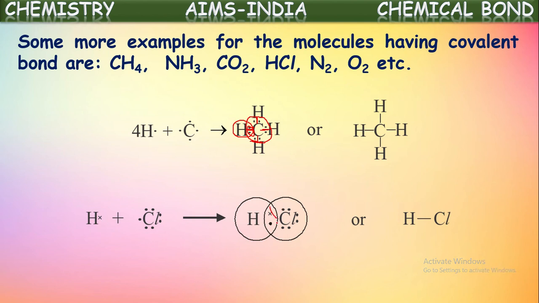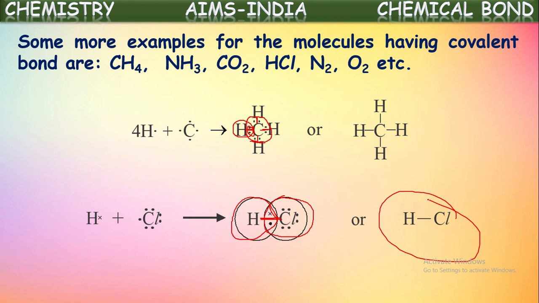See here, hydrogen, by sharing this mutual pairing of electrons, is getting 2 electrons. At the same time, chlorine already has 7 electrons, and one more new electron is shared here by the hydrogen, so that it is getting an octet configuration. Thus, between these two, by sharing of this pair of electrons, one covalent bond is formed. Now, HCl is called a covalent compound.